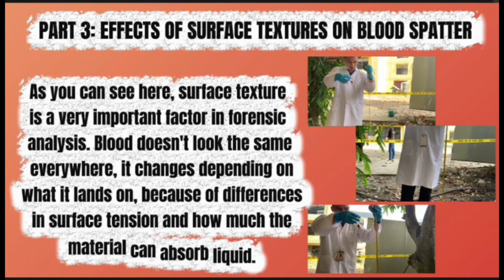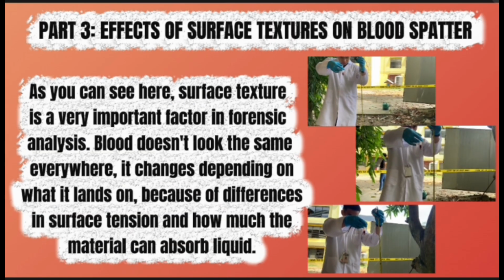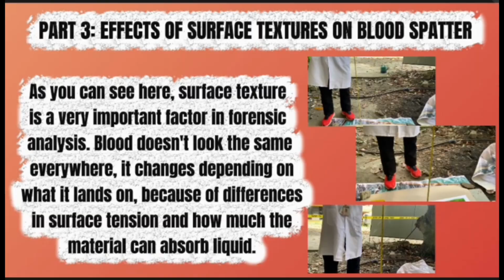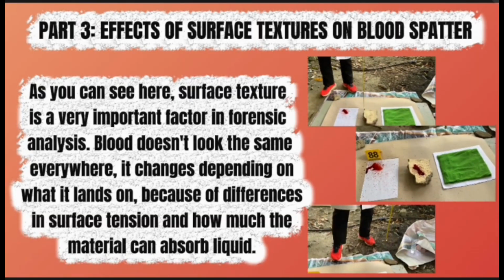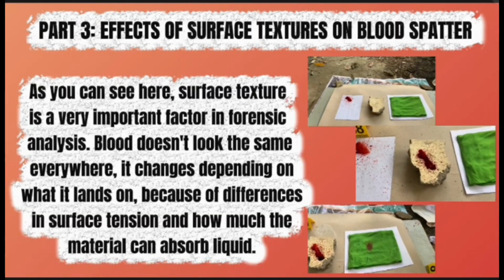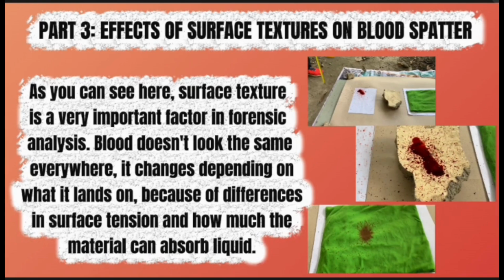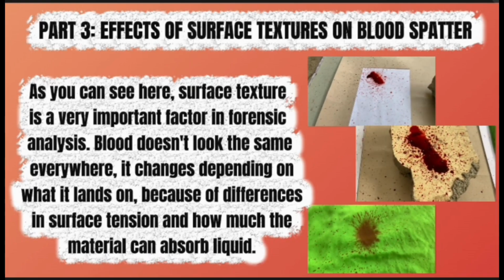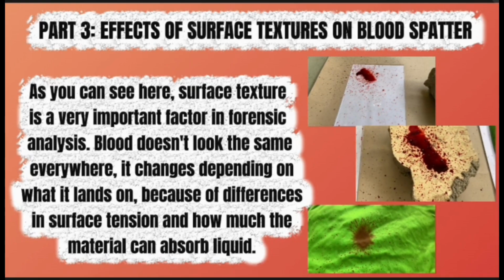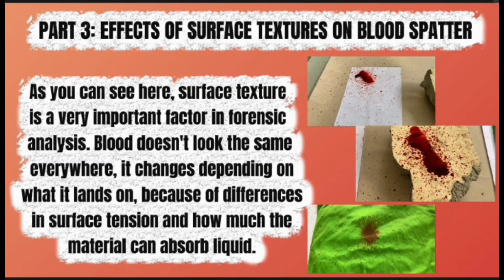Part 3. Effects of surface textures on blood spatter. As you can see here, surface texture is a very important factor in forensic analysis. Blood doesn't look the same everywhere. It changes depending on what it lands on because of differences in surface tension and how much the material can absorb liquid.